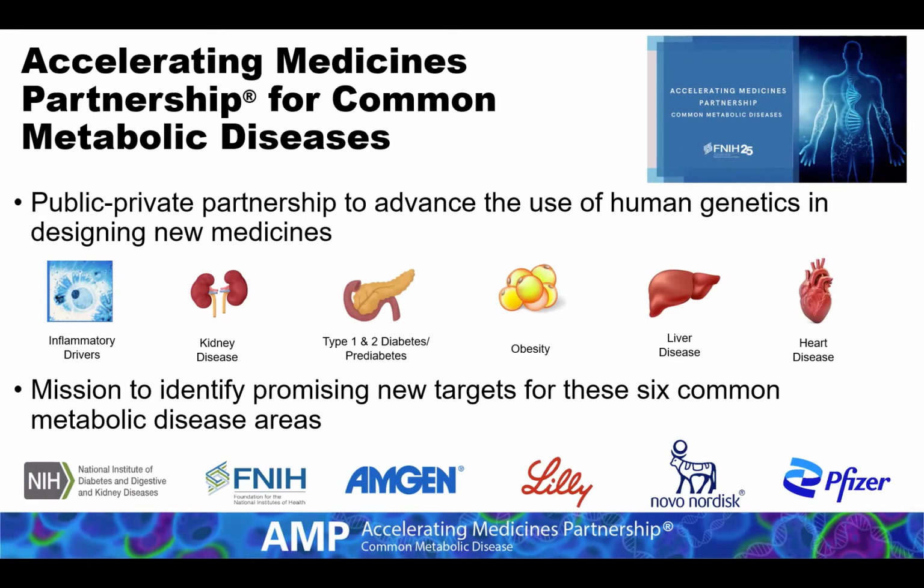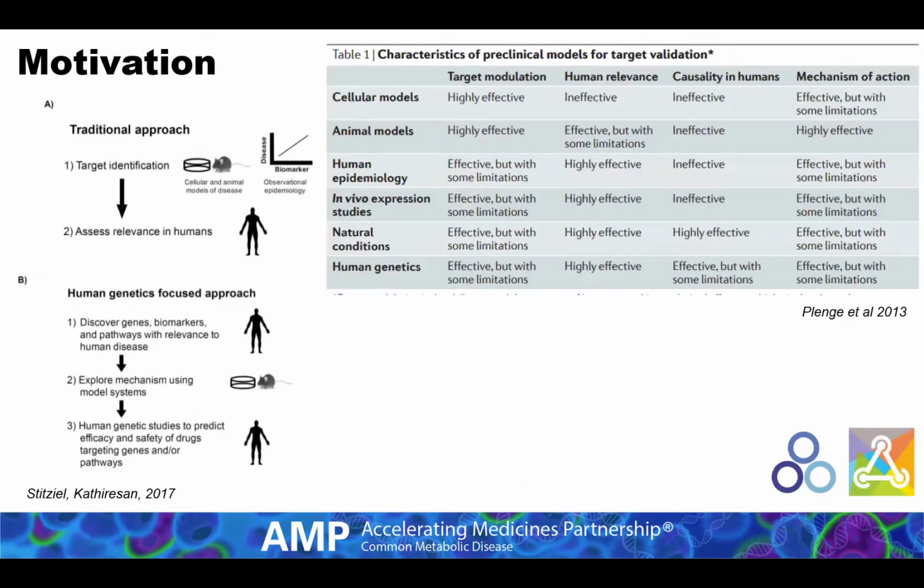And we do this across 6 large-scale disease areas across common metabolic disease. And really, the foundation of this effort is in human genetics. And I say that because that's where we believe there's a strong foundation for drug discovery. There's a traditional approach for drug discovery, which is target identification through biomarkers or cellular and animal models, which then brings you to relevance in human. But you can reverse that and discover these loci and biomarkers in humans, explore the mechanism, and then bring it back to humans for study.